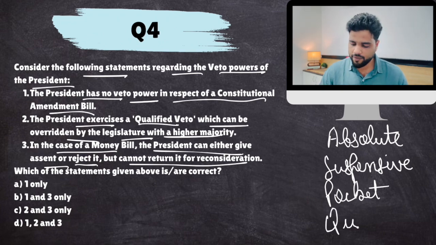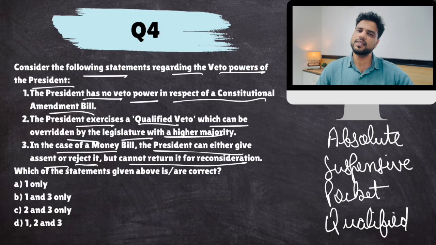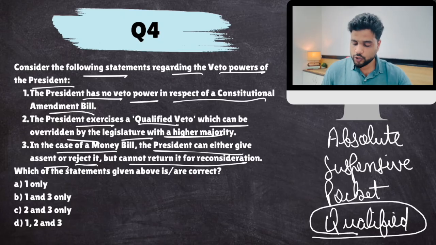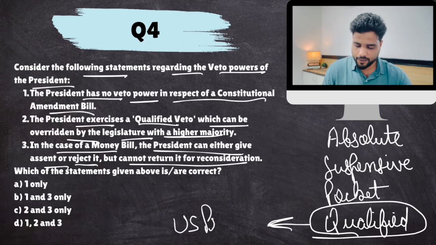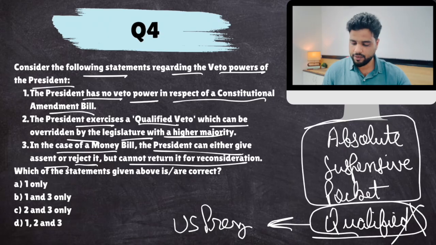And then there is qualified veto. Qualified veto is that if a president rejects a bill, the bill goes back to the house, and if the house passes that bill with a higher majority, then the president has to give his assent. The thing is, this qualified veto is not available to Indian president. It is available only to US president. This is not in India. Indian president has these 3 vetoes. Okay. Now, president has no veto power in case of constitutional amendment.